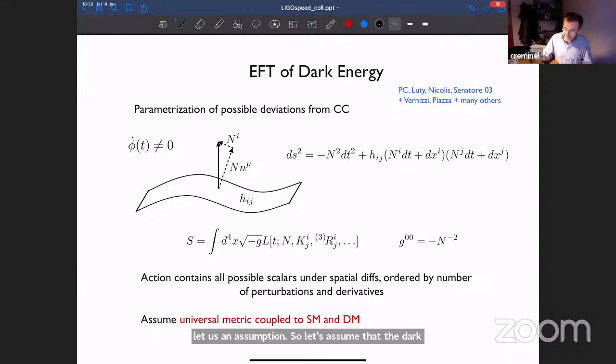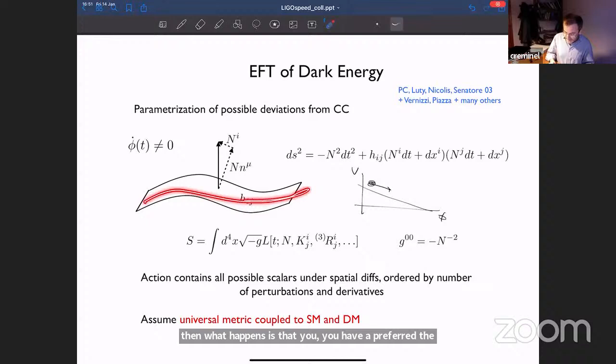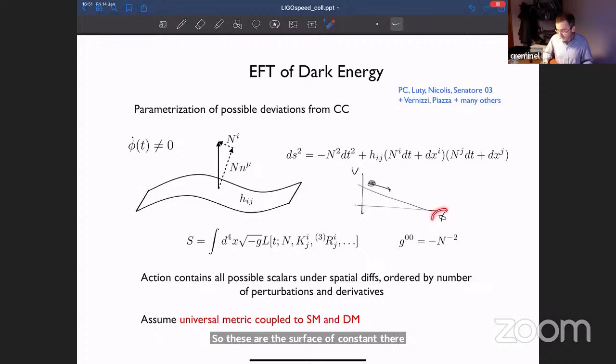is an evolving scalar field. Then what happens is that you have a preferred foliation. This is the surface of constant value of this scalar field. This goes back to what I was saying before: dark energy spontaneously breaks Lorentz invariance because there is something which evolves in time and so defines slices of constant time. If you have a system like this, it means that in some sense, diff invariance is broken because there are privileged slices of time. Okay. And so the formalism is similar to the ADM formalism in general relativity, if you remember what it is. But it's not very important.